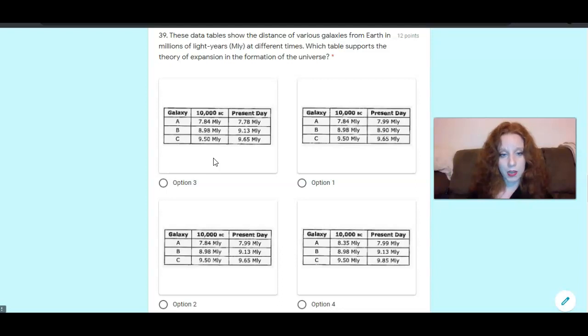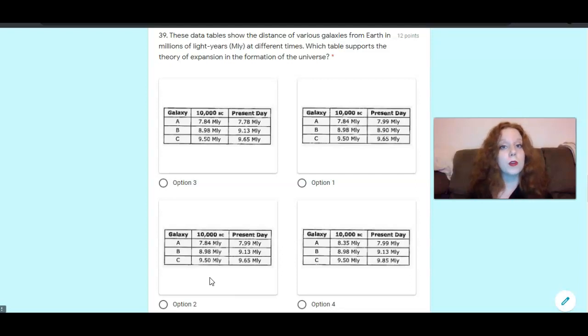So A, 10,000 BC, 7.84, present day, 7.78. Can't have the galaxies moving closer. That rules it out. Let's look at option 4. Galaxy A, 10,000 BC, 8.35 million years ago, present day, 7.99. Again, can't have it moving closer, so that rules that one out. Answer choice is option 2.